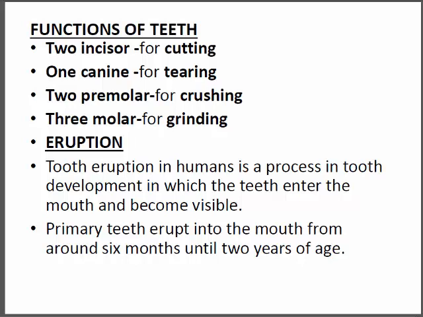Then there is one process, eruption. Tooth eruption happens in human beings. It is the process of tooth development in which the teeth enter the mouth and become visible, which means it generally develops in small children. Primarily, generally 6 teeth are there at around 6 months; it takes around 6 months to develop this kind of teeth.